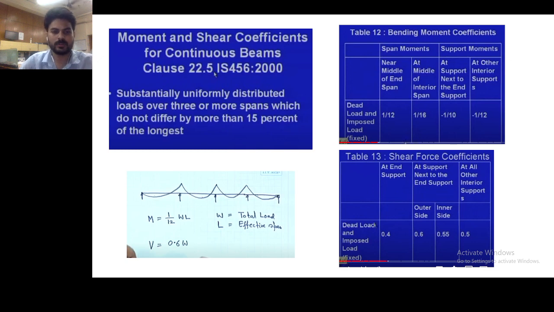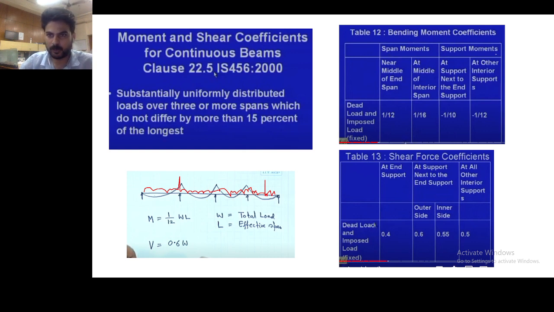So there is a way to solve the continuous beams. For that, if there is a substantially uniform distribution load over three or more spans which does not differ by more than 15% of the longest, let's say the UDL on this is not much varying and it is uniform, the variation being less than 15%, then to calculate the moment and the shear force we can use the moment coefficient and the shear force coefficient directly from the IS code.